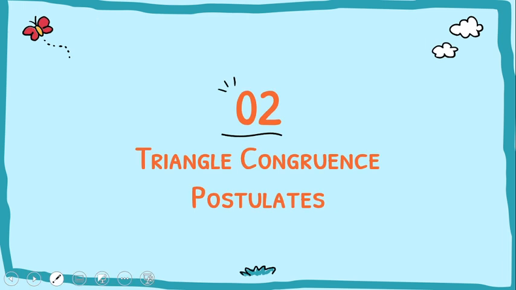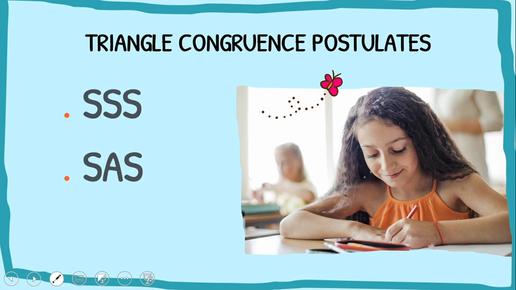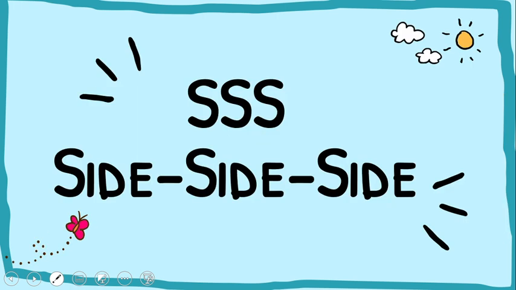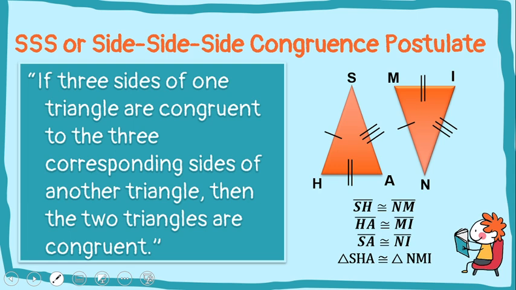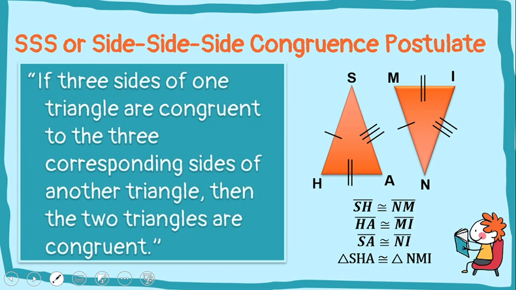Now, let's proceed to the triangle congruence postulates. So, triangle congruence postulates are composed of SSS, SAS, and ASA. Okay, now, we have SSS, or the side, side, side. SSS, or side, side, side congruence postulate, states that if three sides of one triangle are congruent to the three corresponding sides of another triangle, then the two triangles are congruent.